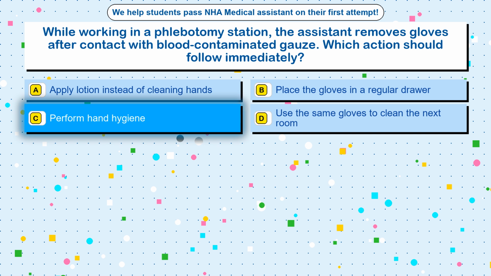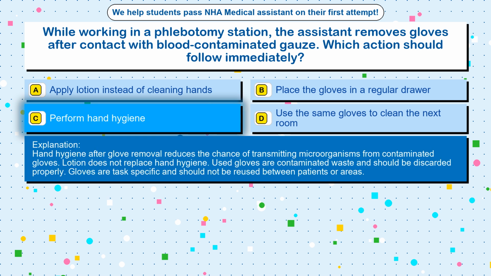Perform hand hygiene. Hand hygiene after glove removal reduces the chance of transmitting microorganisms from contaminated gloves. Lotion does not replace hand hygiene. Used gloves are contaminated waste and should be discarded properly. Gloves are task-specific and should not be reused between patients or areas.